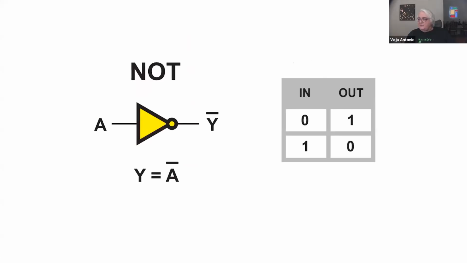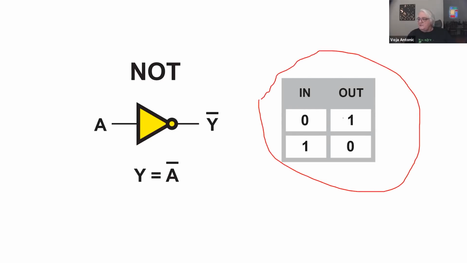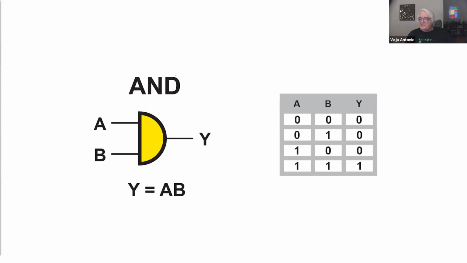And this is the truth table for the inverter. When input is 0, output is 1. When input is 1, output is 0. Another circuit that we have to pay attention to is the AND circuit. You have 2 or more inputs, and when A and B and C and D, if there are more of them, are all ones, then our output will be 1.